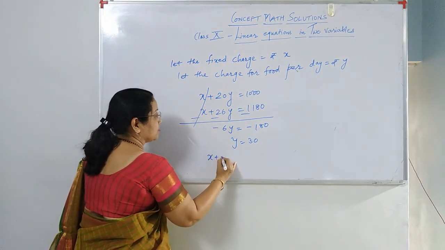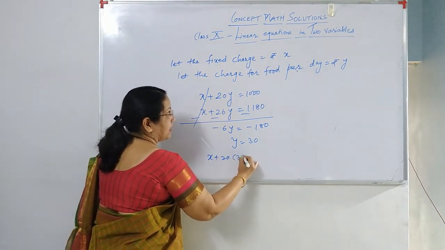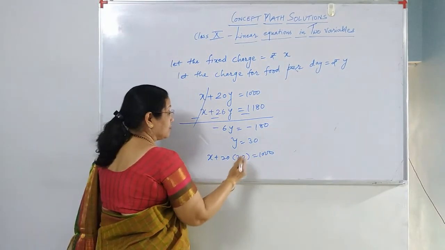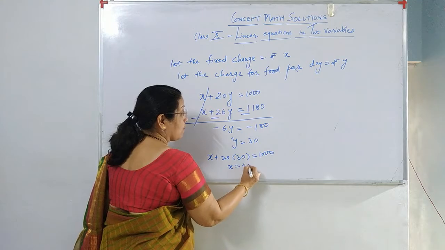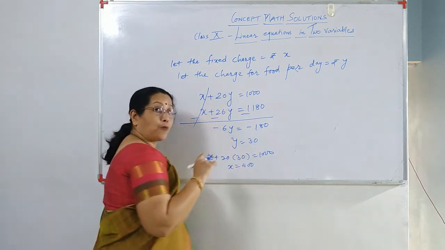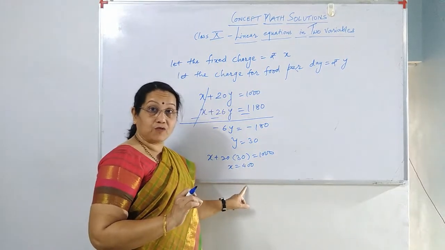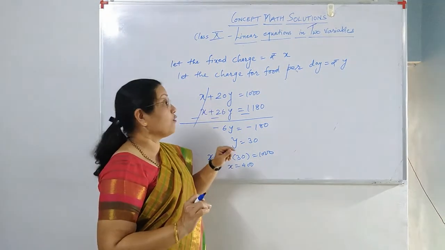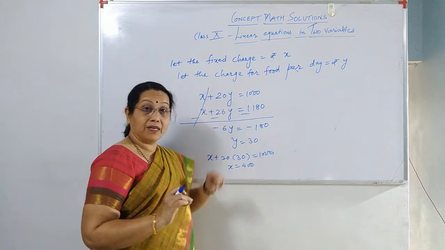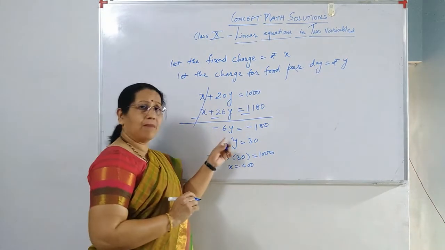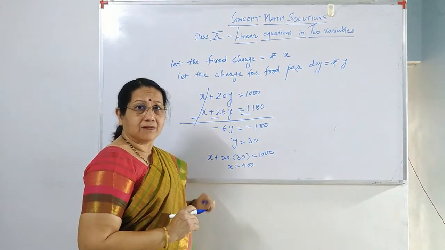So x plus 20y is 1000. Now this is 600. 1000 minus 600 would be 400. So then we write the proper answer step: that the hostel fixed charges are rupees 400 and the charge for food per day is rupees 30. Yes. Now solving I have done by elimination, right?